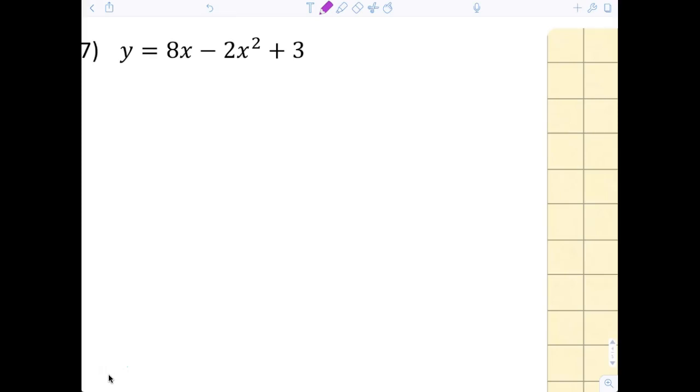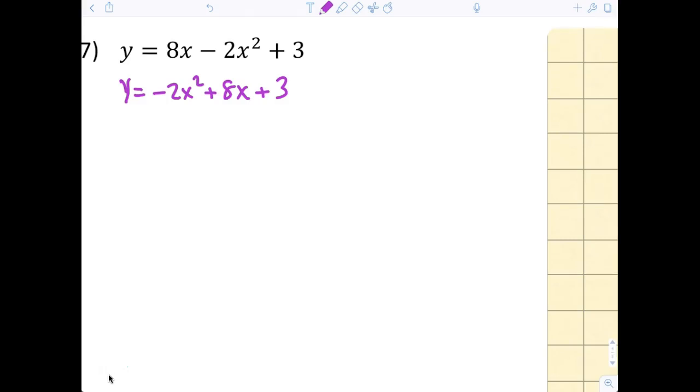Come on, I can't help you on that. If you rewrite it, it's going to be y equals what? Negative 2x squared plus 8x plus 3. Negative 2x squared plus 8x plus 3. Everybody good? Now, that's a very good question.